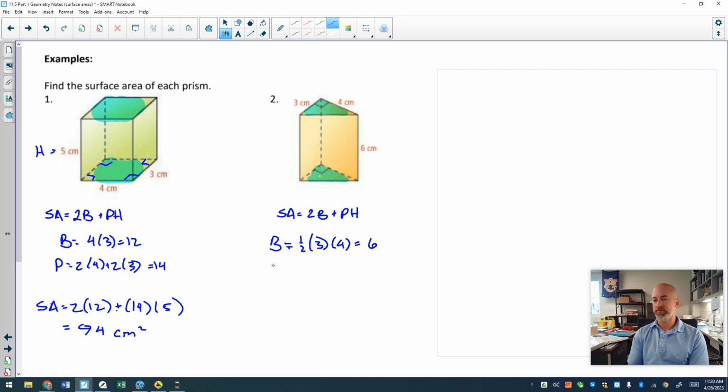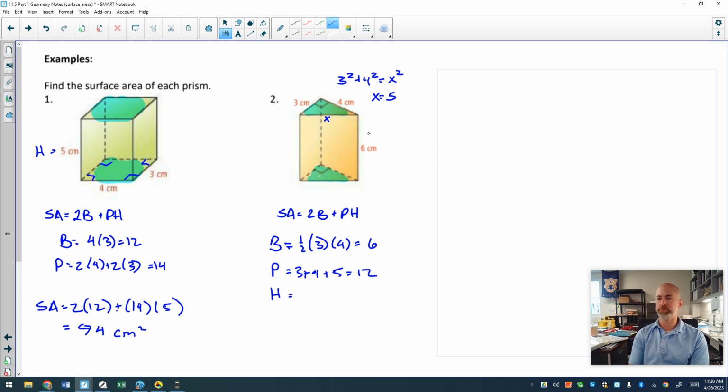The perimeter of the base, now I need this length right here. I don't have that, but this is a right triangle, and I can use the Pythagorean theorem. Hopefully you have this one memorized already, because this is the nicest of all of the Pythagorean triples. You should know that the hypotenuse of a right triangle with legs of 3 and 4 is 5, and so the perimeter would be 3 plus 4 plus 5, and 7 plus 5 is 12. So now all I need is the height.